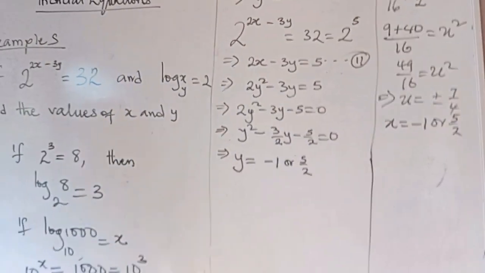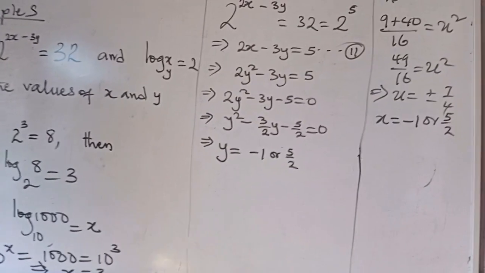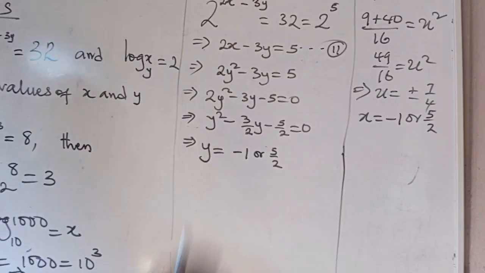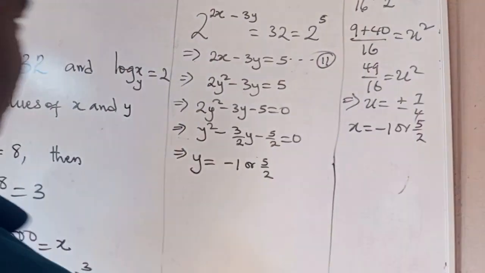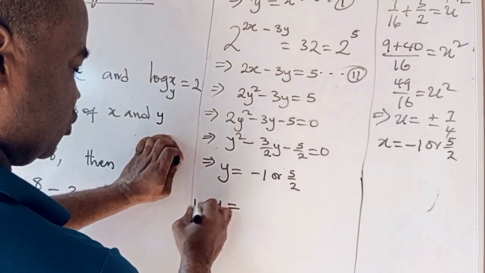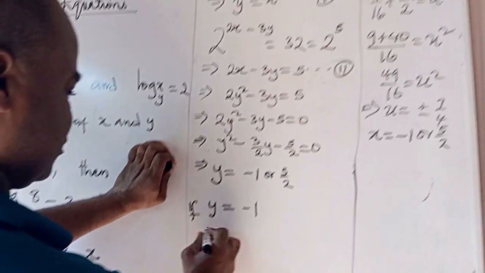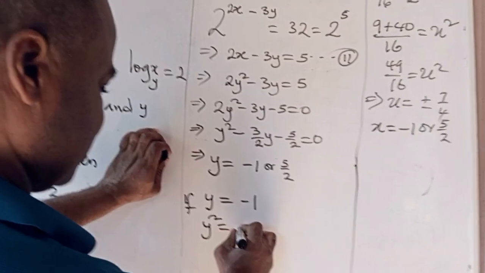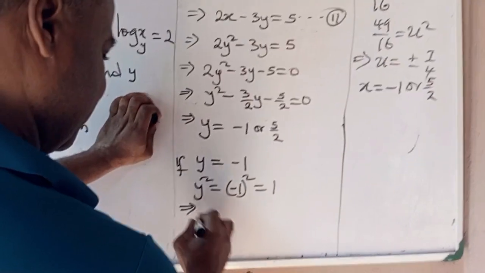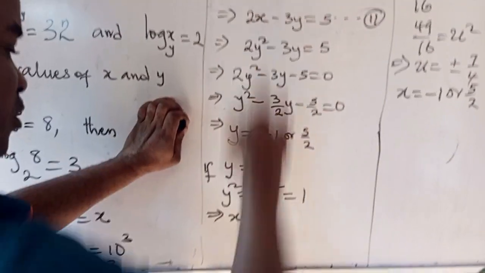Okay. So at this point, let's go back to the intention of the question. We were told to find the values of x and y. Now, let's go back to equation 1. If y is equal to negative 1, right? That means y squared will be equal to negative 1 squared, which is equal to 1. And that simply means that x will be equal to 1 because x is equal to y squared. Look at it on equation 1.